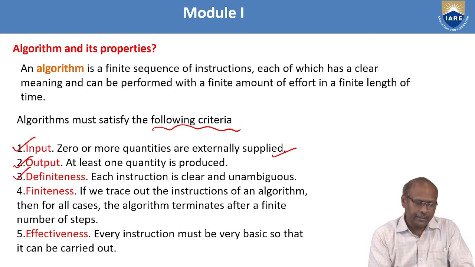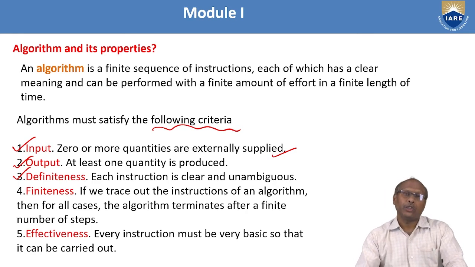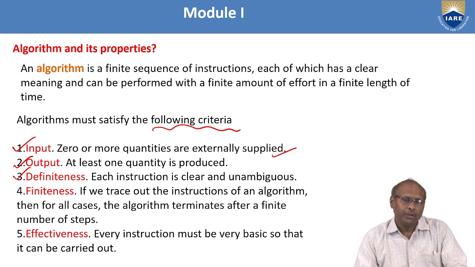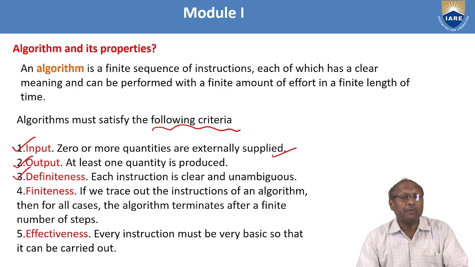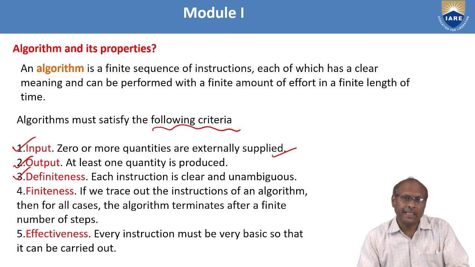The third one is definiteness. That means each instruction must be clear and unambiguous. While solving the problem, you are writing a set of instructions. That instruction must be very clear. There must not be any ambiguity. If there is ambiguity, you cannot solve the problem. That's why it must be clear and it must not have any ambiguity.